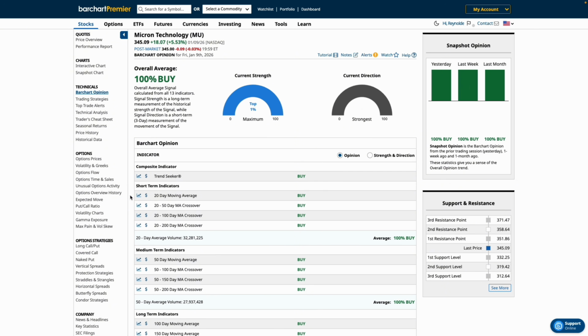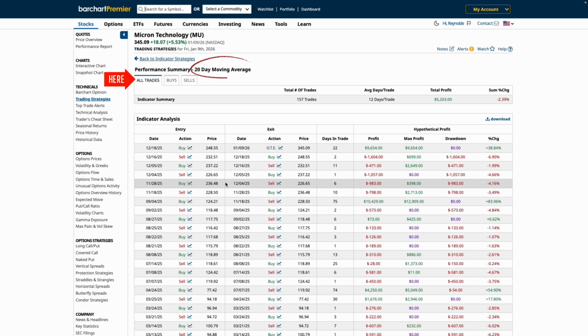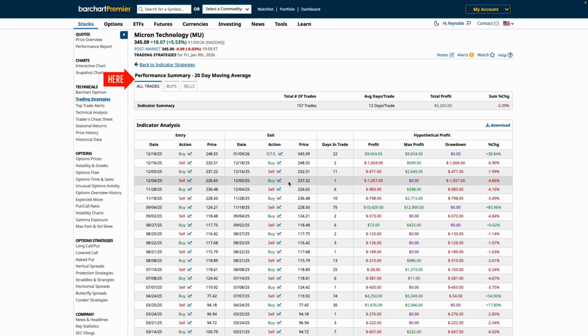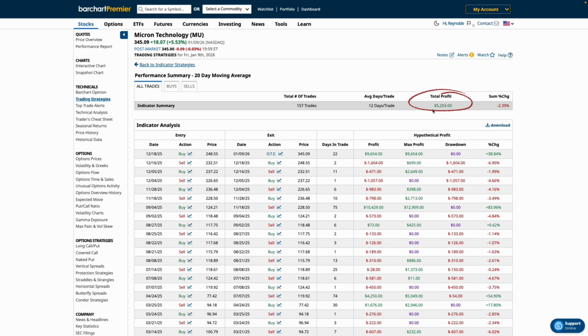Now here's where this tool gets even more powerful. If you're a Plus or Premier member, you can click on the dollar icon next to the signal to see how the strategy has performed historically. This opens up a hypothetical performance breakdown, showing you things like total profit or loss, maximum drawdown, number of trades taken, time spent in each trade or signal. This isn't a prediction tool. It's a way to stress test the signal and understand its behavior over time.